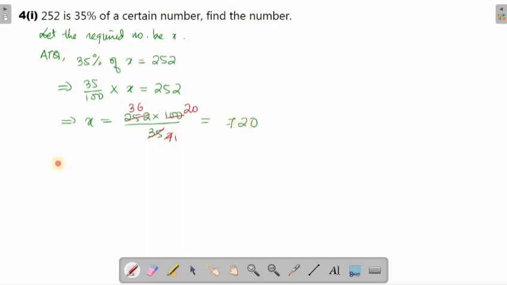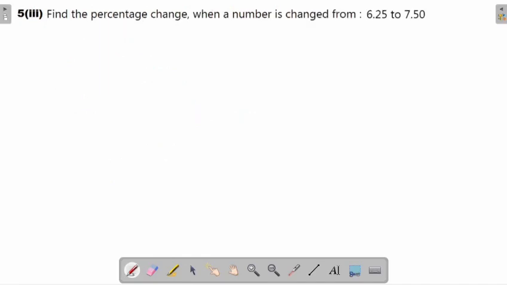So that's why we write, therefore, the required number is 720. Okay, so pause the video and note down your solution. Here again, this kind of sum we have already done. So you have to find the percentage change.